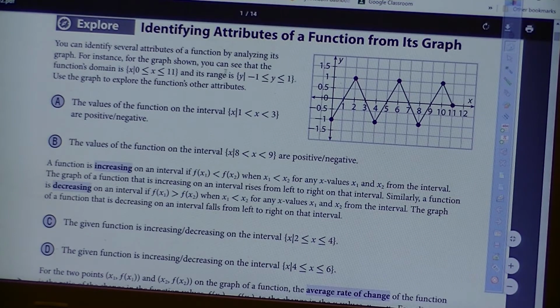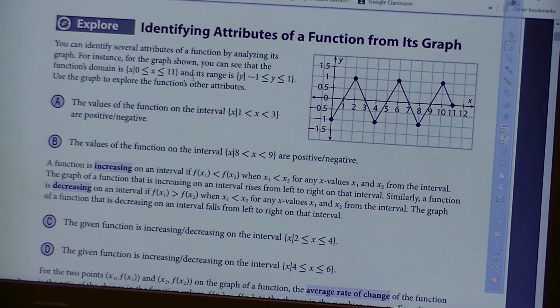The range is from -1 to +1. The bottom number is -1 and the tallest number is 1, because that's domain and range. That's just general information. We're going to hit 3 basic areas: positive and negative, increasing and decreasing, and then maximum and minimum values.